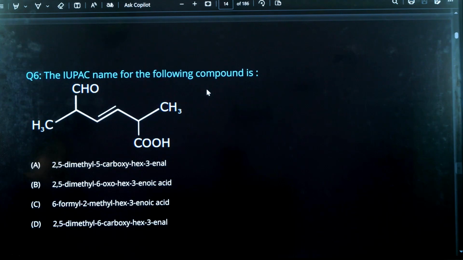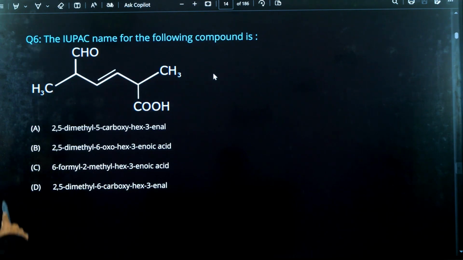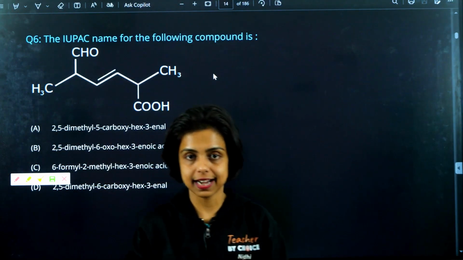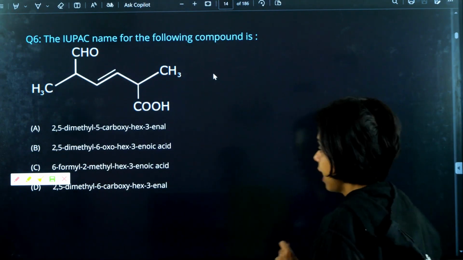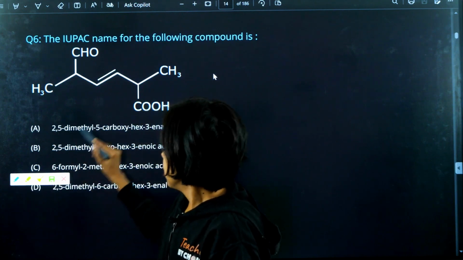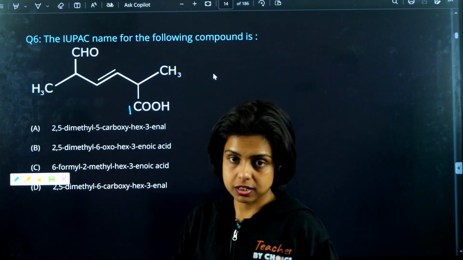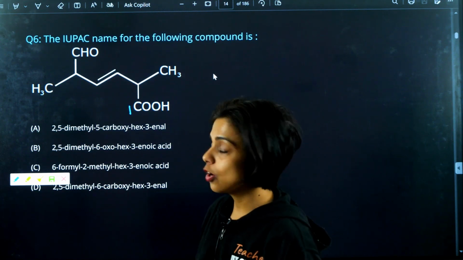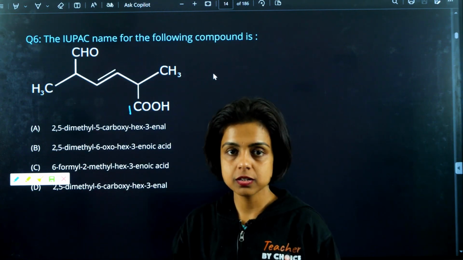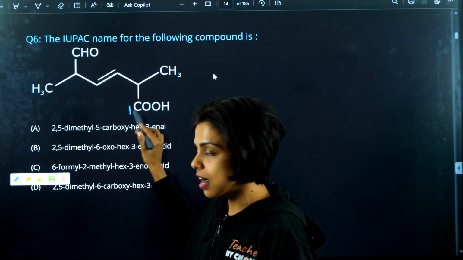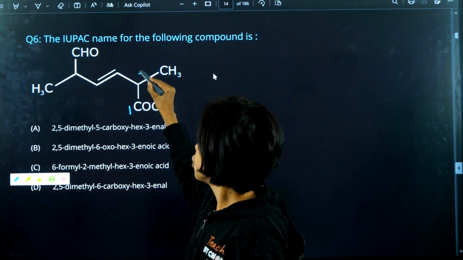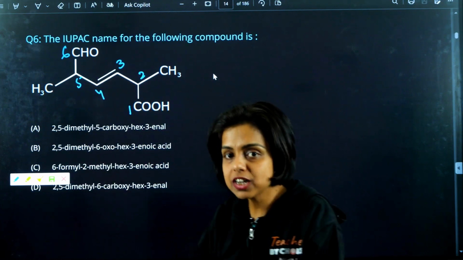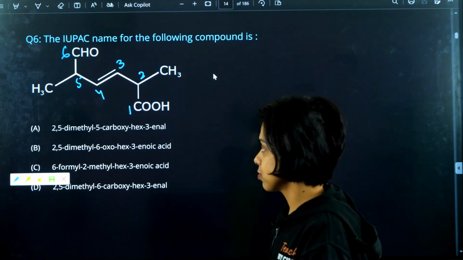Next question. What is the IUPAC name of this compound? You can see the 2 functional groups here: one is carboxylic acid, another is aldehyde. As per the priority list, the carboxylic acid comes first. This is the principal group, and your CHO will act as a substituent, right? So my parent chain will start from here. This should be the first carbon, then 2, 3, 4, 5, 6. So this is the parent chain, and this is how we number its carbon atoms.